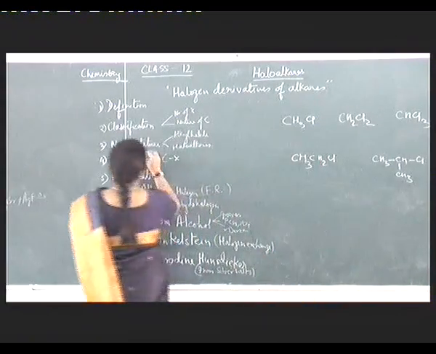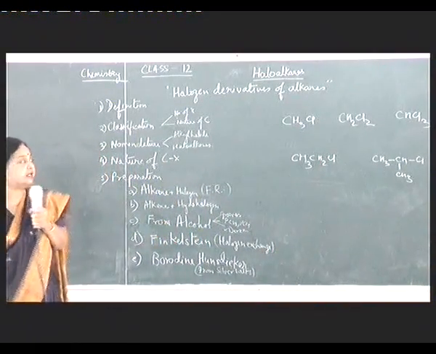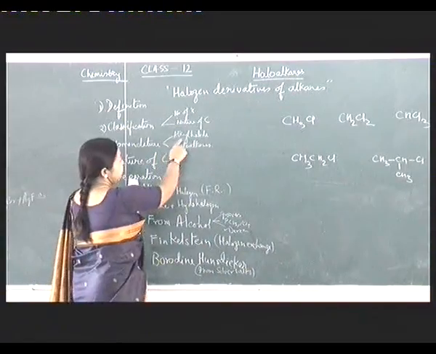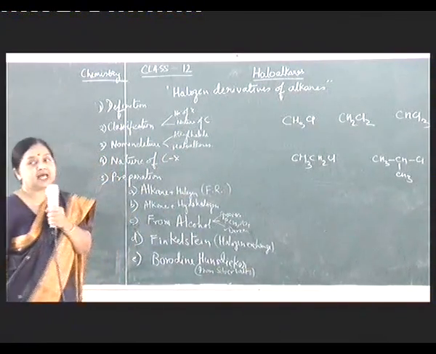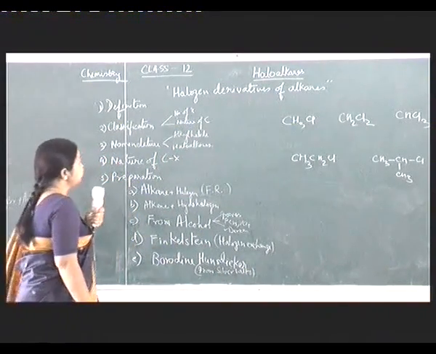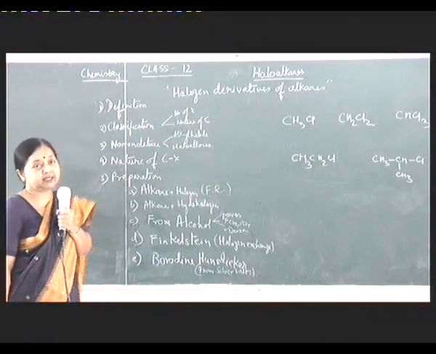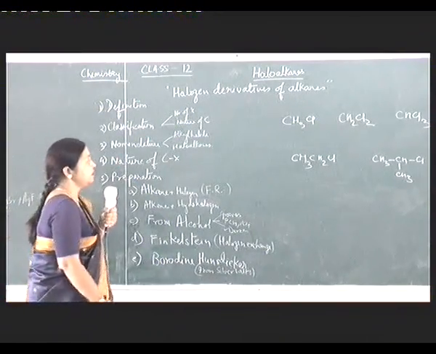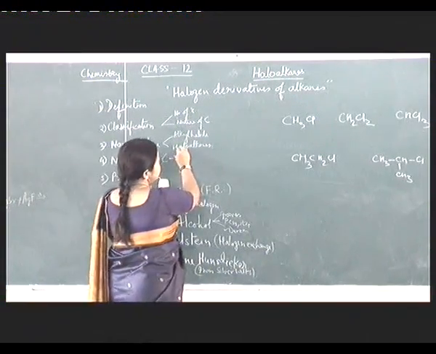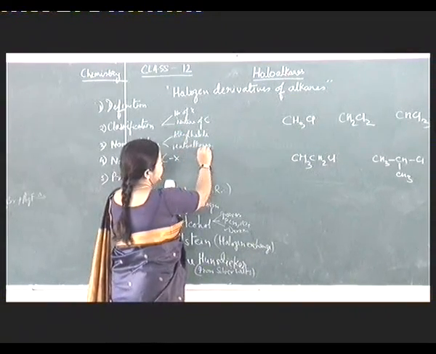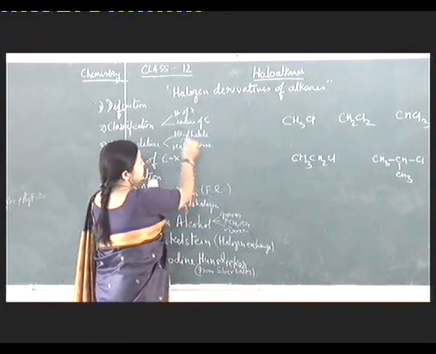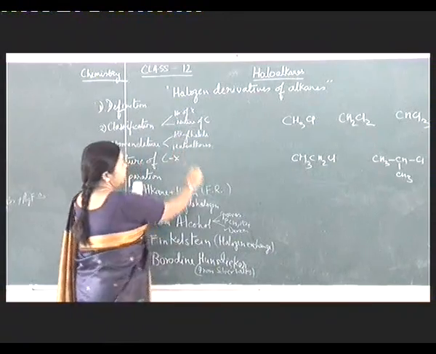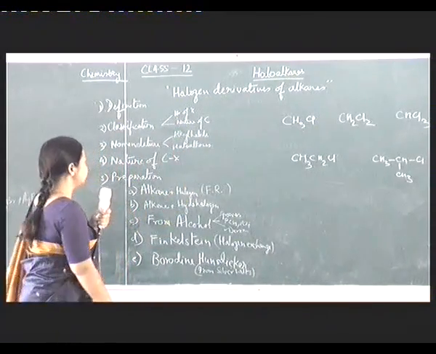Next is the nomenclature. Nomenclature we have done in class 11. Anyway, the common name is alkyl halide, and the IUPAC name is haloalkane. Like this, the halogen group is named first and then the alkane group. This is the common naming system, and this is the IUPAC naming system.